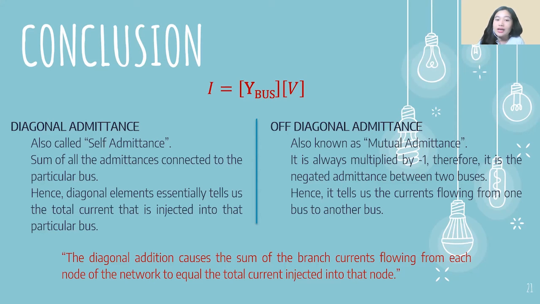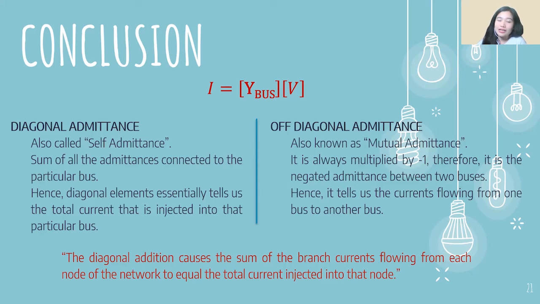And just to end this whole report and this conclusion, you have to remember that diagonal addition causes the sum of the branch currents flowing from each node of the network to equal the total current injected into that node. So that concept concludes our Ybus admittance matrix.